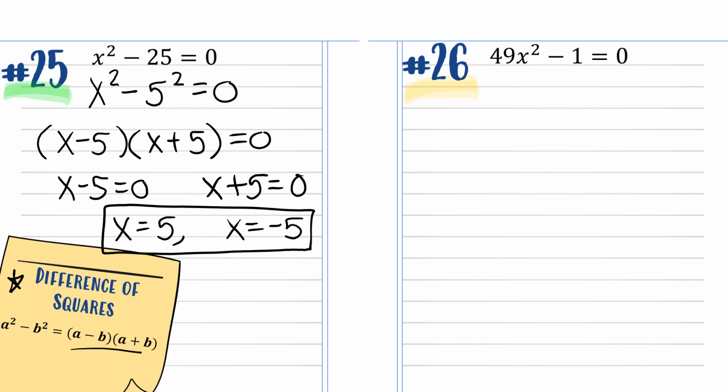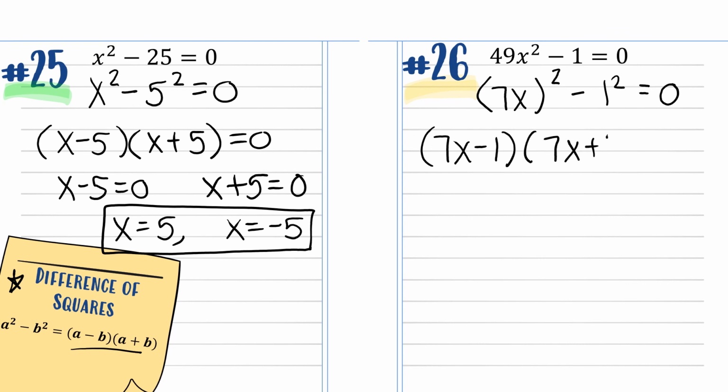Because 49 is 7 squared, we can go ahead and rewrite our first term as (7x) squared minus, and since 1 squared is just 1, we can write this as 1 squared. Now we can identify our a value as 7x and our b value as 1. Following our pattern, we can factor this into 7x minus 1, 7x plus 1 equals 0.